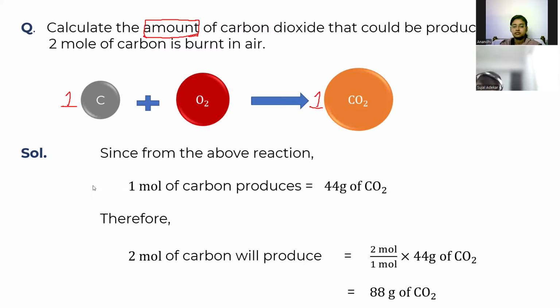That stops the reaction. The one which is present in a very lesser amount is called the limiting reagent. Got it? Now we are able to understand, right? Yeah. I will give you some examples.